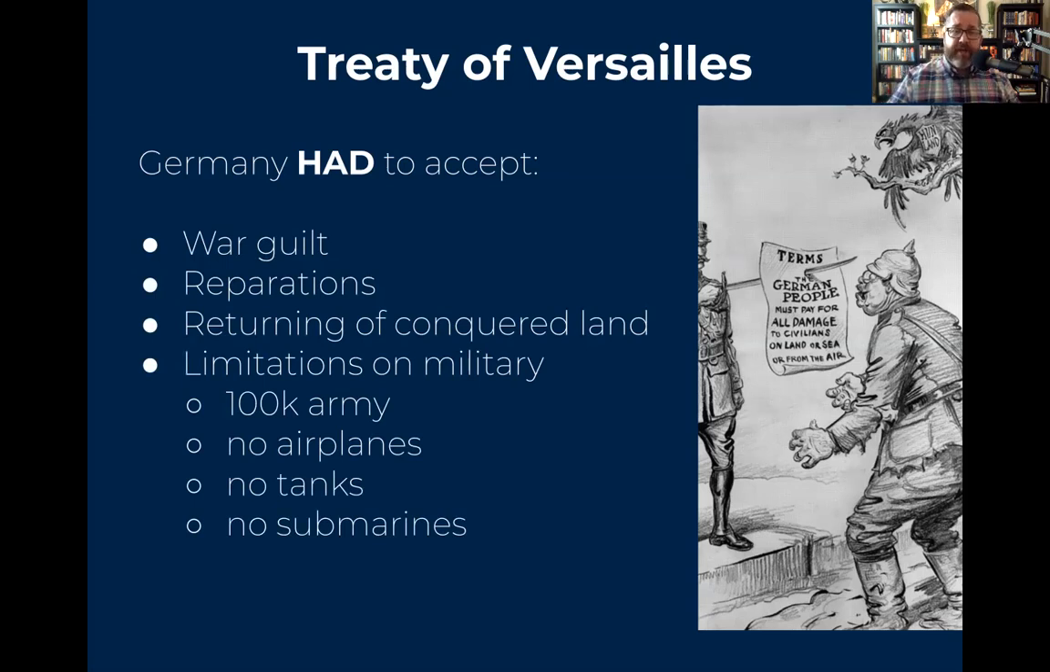By putting Germany in this position, it's going to create a vacuum of leadership. It's going to create an economic footprint that is so devastating that a young Austrian is going to stand on a table at a beer hall in Munich and say, we will return the Third Reich, and that's going to be Adolf Hitler. So the Treaty of Versailles is going to be categorized as one of the earliest causes of World War II, the failures of the Treaty of Versailles.